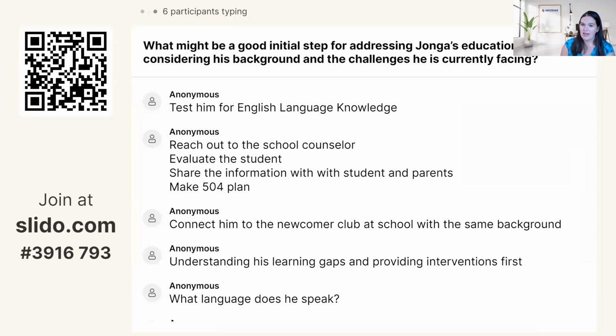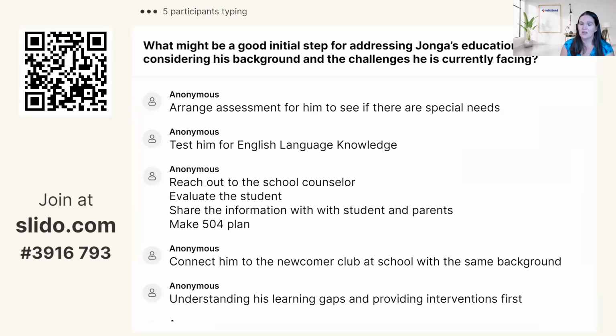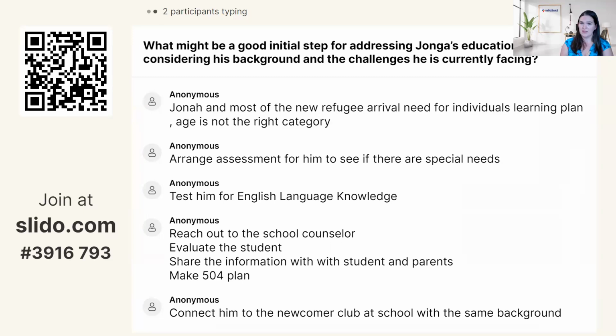Yeah, understanding his learning gaps, what language does he speak, arranging assessment, yep. Sharing information with the, evaluating the student and reaching out to the school counselor.